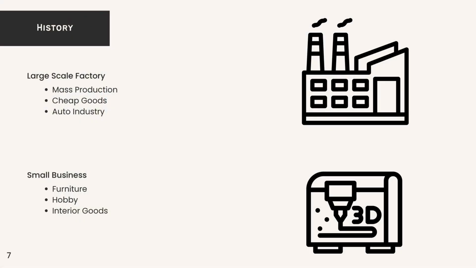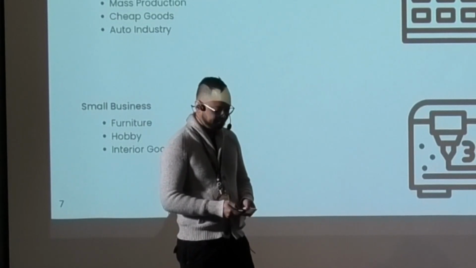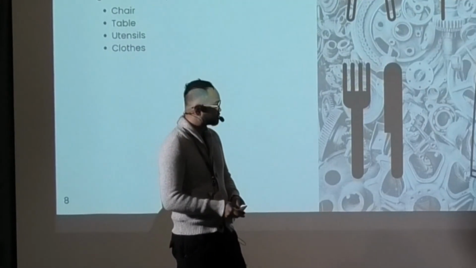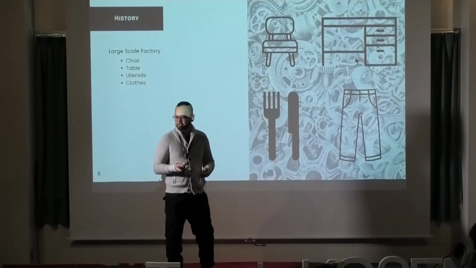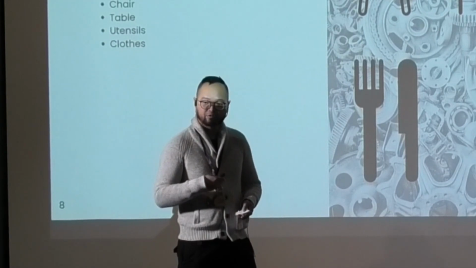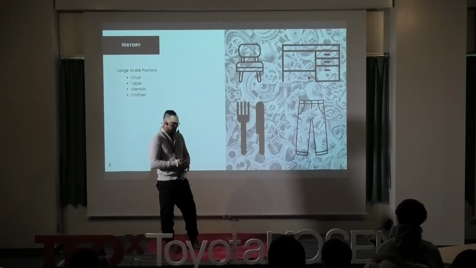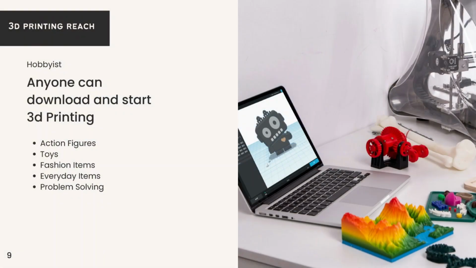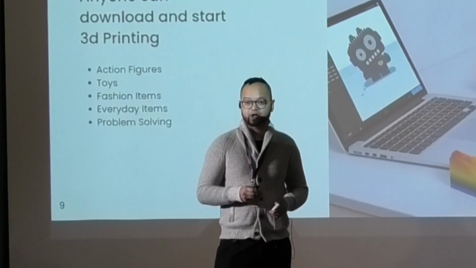So the history of digital fabrication started out in large-scale factories, mass production of goods and stuff. So some of that stuff is the chair that you're sitting at, or the table that you're sitting at, or the clothes that you're wearing, the utensils that you use. Those are mass manufactured, a lot of it through digital fabrication. So in the past 5 to 10 years, smaller architects and designers like myself are starting to spread the idea of digital fabrication.